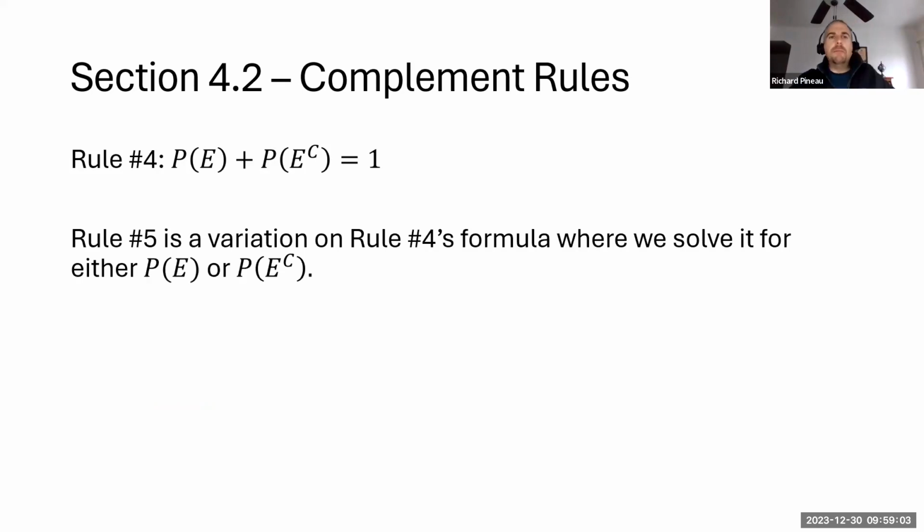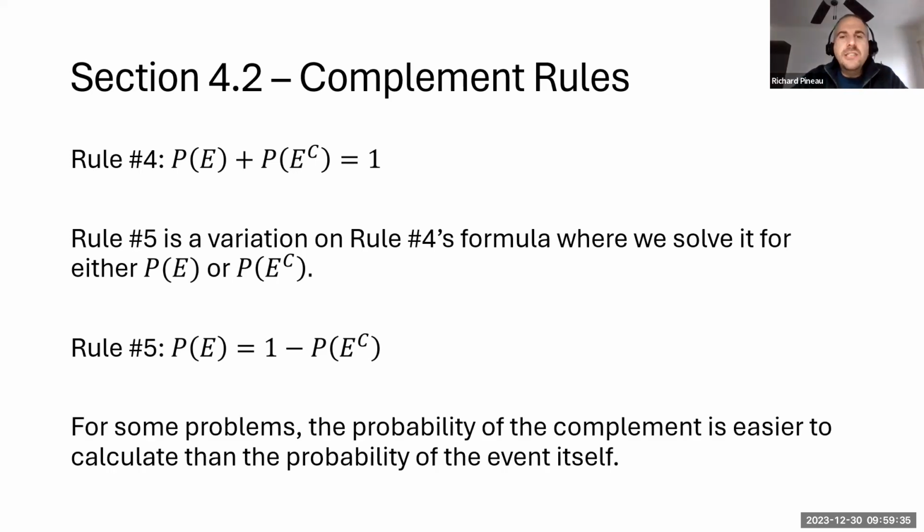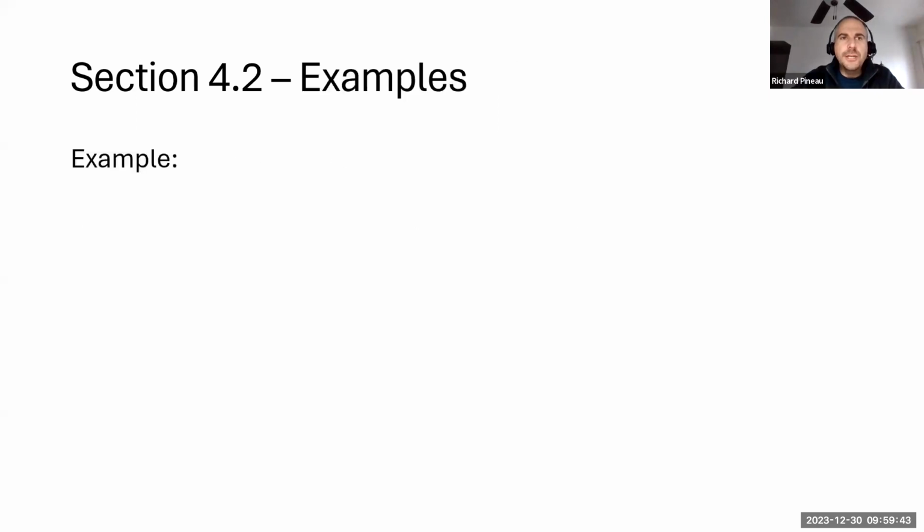Okay, and that's an important relationship because Rule 5 gives us a variation on this formula. You can solve the formula for either the probability of E or the probability of E complement, and this is where it comes in handy. For example, the probability of E would be equal to 1 minus the probability of E complement. We could also have another variation: the probability of E complement is equal to 1 minus the probability of E. So there are multiple ways of thinking about this. Sometimes it is easier to figure out the probability of the complement versus computing the probability directly, and that's what we're going to look at in a couple of examples here.